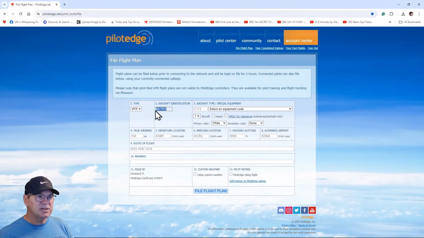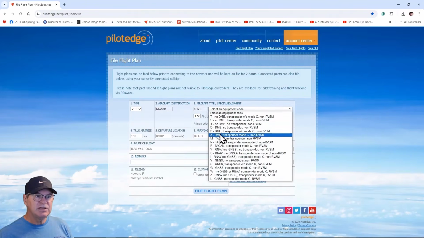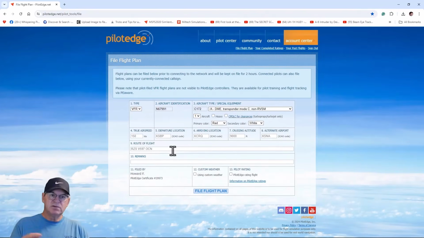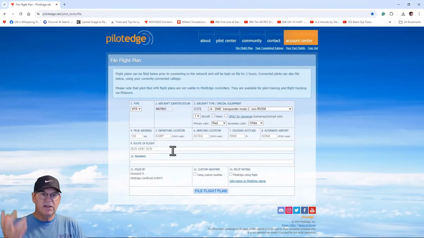Whatever your call sign is, mine's November 67 991. I'm doing a 172 /A would give you your DME and your transponder mode C, which is perfectly fine. One aircraft. I'm using red and white, so red with white. This is what they're going to use to call you when you're in the air. So it's got to be in here in your flight plan. All right. I know it's VFR. We have to file it, right? Just because it's SimVenture. They got to know who you are and that you're a registered user.